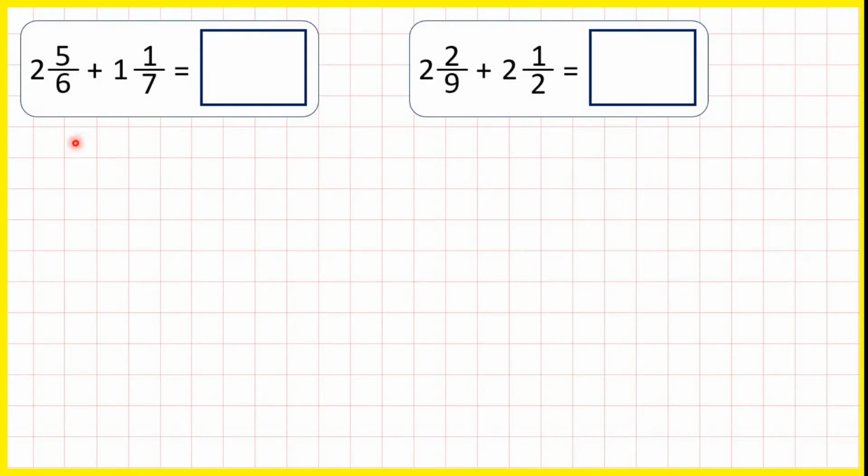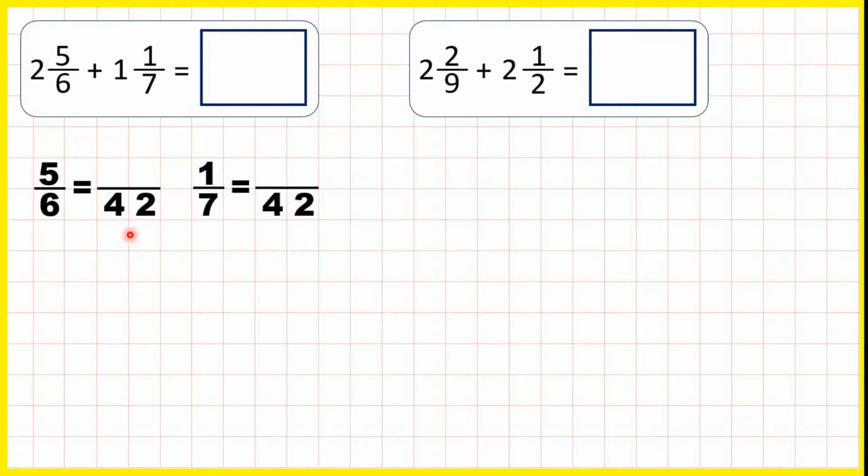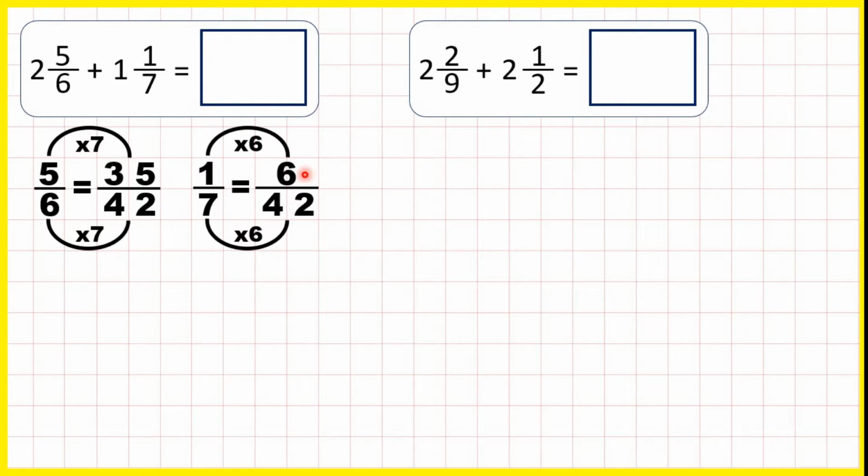Now we're adding mixed numbers, and to do this we need the fraction parts of our mixed numbers to have a common denominator. Now 42 is in both the 6 and the 7 times table, so we can find equivalent fractions to 5/6 and 1/7, which have a denominator of 42. 6 times 7 is 42, 5 times 7 is 35, 7 times 6 is 42, 1 times 6 is 6.